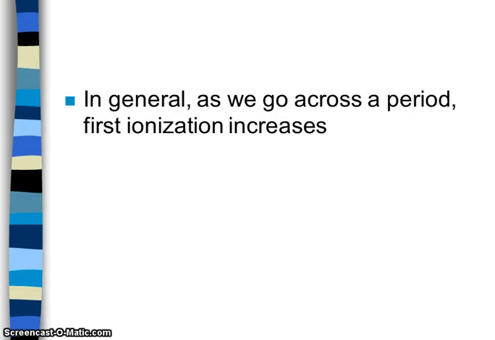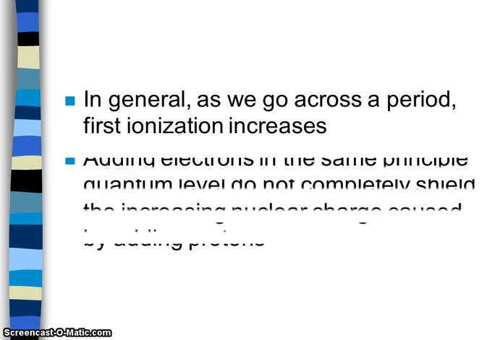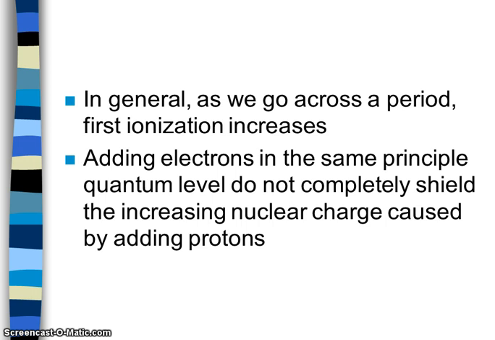So to summarize this all up, in general, as we go across a period, ionization energy increases because the effective charge goes up. Adding electrons in the same principal quantum level or the same energy level do not completely shield the increasing nuclear charge caused by adding protons.